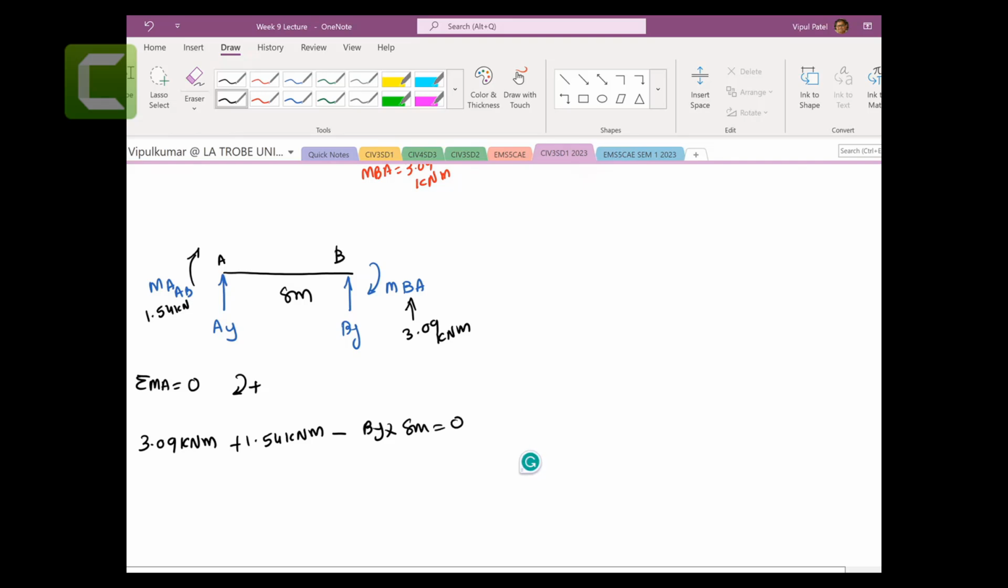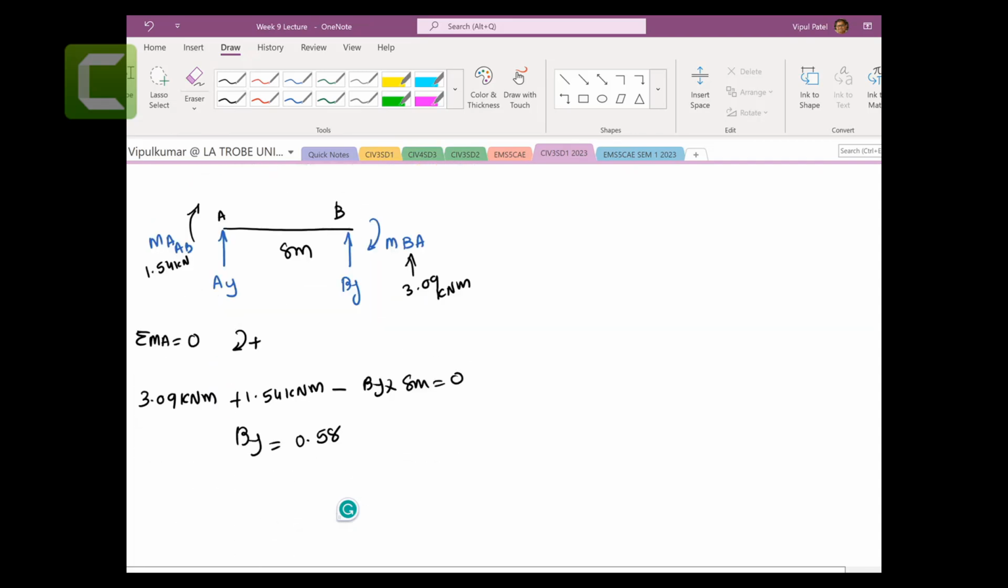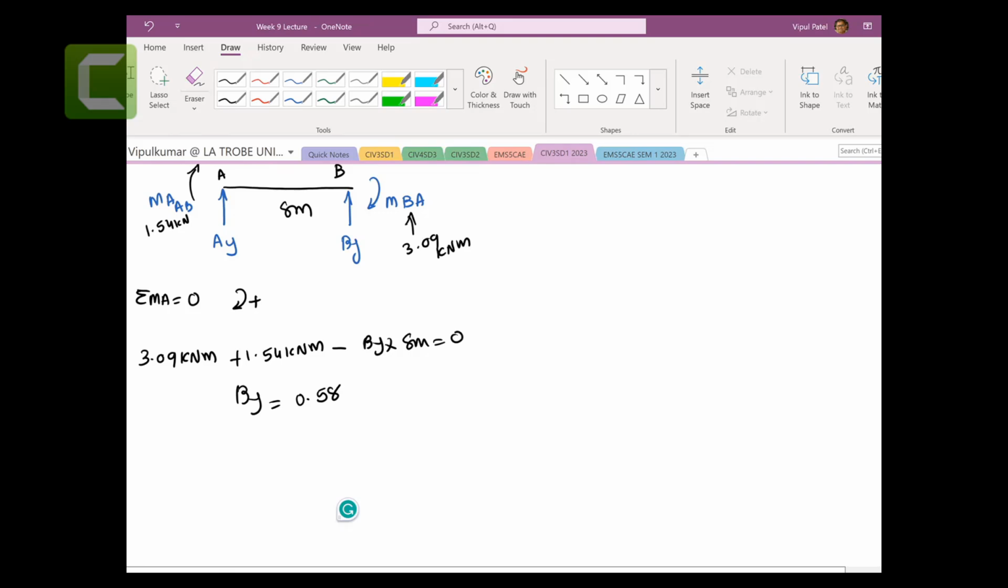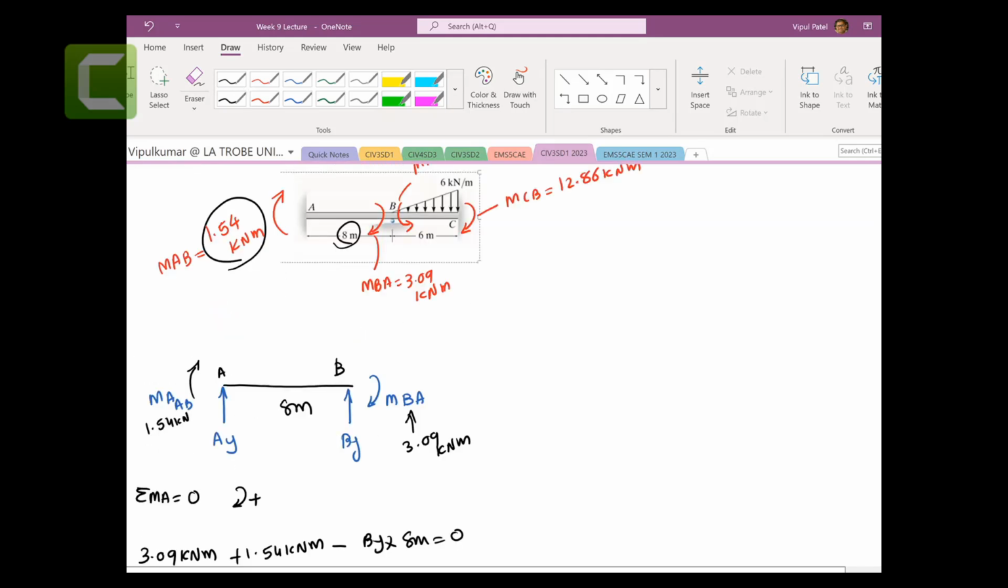So BY we're going to get is 3.09 plus 1.54 divided by 8. You get 0.58. Then if you do the sum of the forces in the y direction, AY going up plus BY going up equals 0. AY plus 0.58 equals 0, so AY equals minus 0.58. This one is done. You can do these ones.